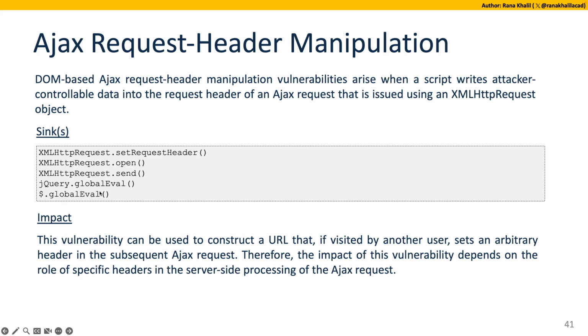Now, an attacker could use this vulnerability to manipulate the headers that are processed in the AJAX request, so the impact largely depends on the role of those headers in the application.